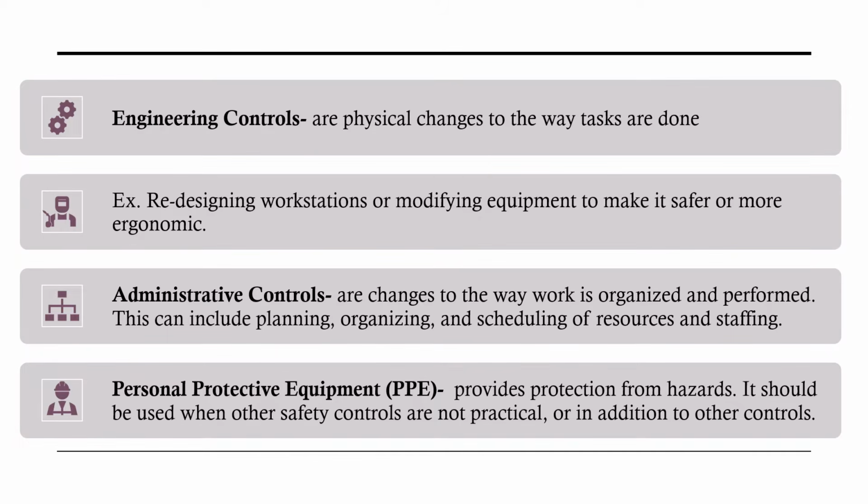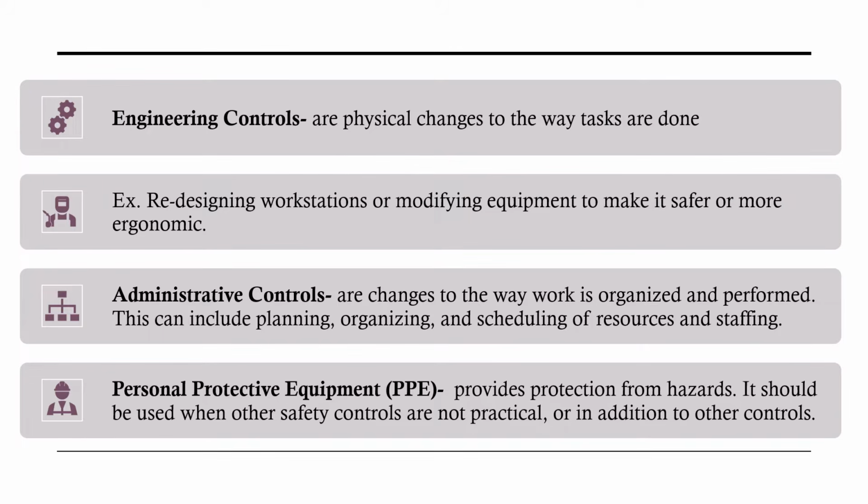Now, let's talk about the ways to control food safety risk. There are three main ways: engineering controls, administrative controls, and personal protective equipment or PPE. First, engineering controls are physical changes in equipment or kitchen design to improve safety. For example, redesigning workstations or modifying equipment to make it safer or more ergonomic, installing refrigerators and freezers with accurate temperatures, and using color-coded chopping boards, like green for vegetables, red for meat, blue for fish, to prevent cross contamination.